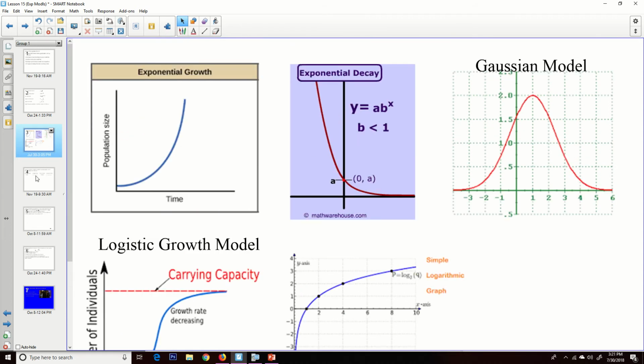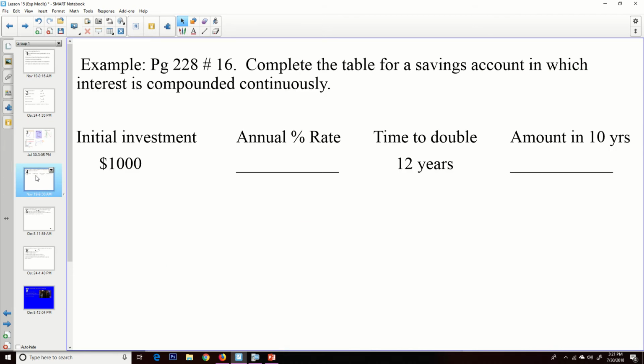All right, so there isn't really anything new here. It is all applications. So I've got 3 application type problems to go through, and I figured we'd just get right to it. The first example comes from page 228, number 16. There are multiple questions on this one, but I just picked one of them. It says, complete the table for a savings account in which the interest is compounded continuously.